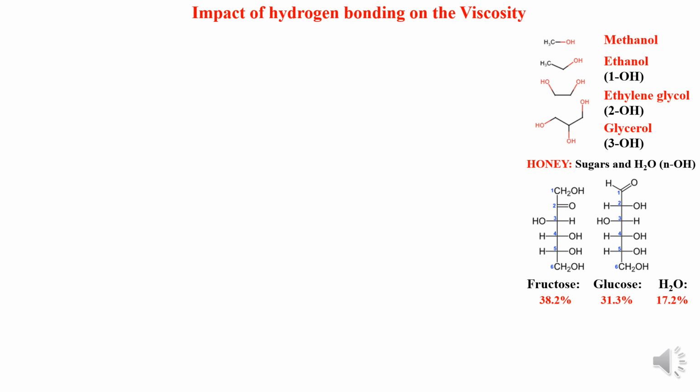So around 38.2% of honey contains fructose and 31.3% of glucose is present in honey, with a water content of 17.2%.